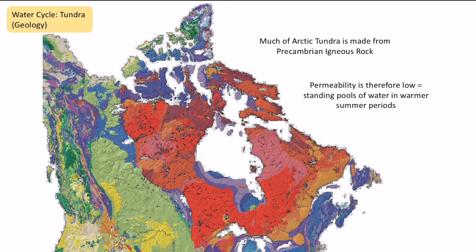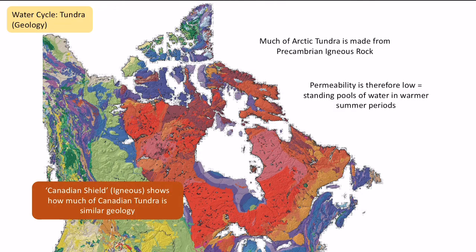And just to show how extensive some of this geology is in terms of its uniformity, the Canadian Shield is an example, which is a huge area of Precambrian igneous rock. It's that big red area you can see. So it takes up millions of kilometres, and we see similar rock types also in Siberia and other parts of the Arctic tundra. So we get a pretty uniform amount of geology. There are metamorphic rocks as well, but again, they would have low permeability also.